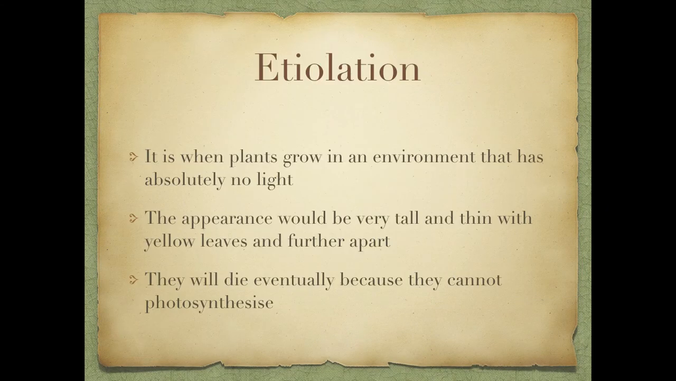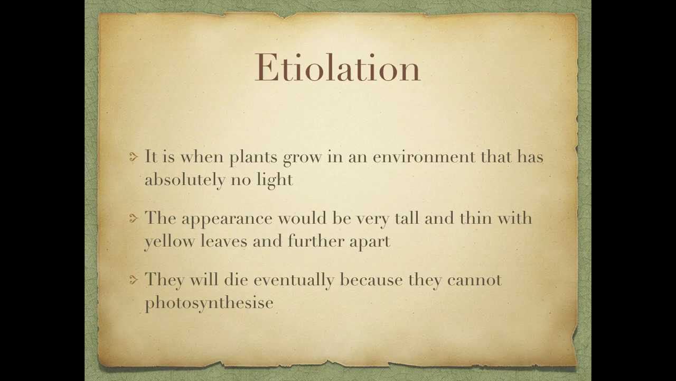Now, etiolation. Etiolation is when plants grow in an environment that has absolutely no light. A plant that grows in this kind of environment is said to be etiolated. The appearance of these plants will be very tall and thin, with yellow leaves, and they are very far apart. They will die eventually because they cannot photosynthesise.